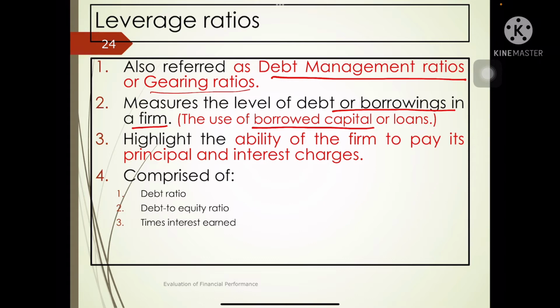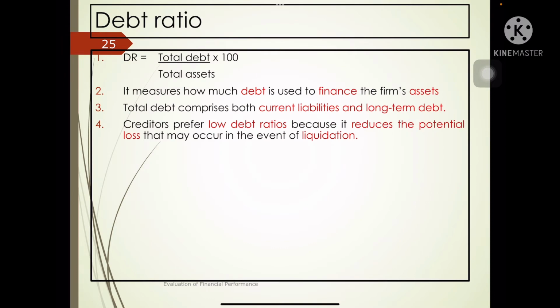Alright, number three is to highlight the ability of the firm to pay its principal and interest charges. So we have to analyze whether they are able to pay back their loan or not. Alright, it comprises three: debt ratio, debt to equity ratio, and times interest earned. Alright, so debt ratio equals total debt divided by total asset. So this one we would like to measure how much debt is used to finance the firm's asset. We have to see the total debt used to finance our total asset. So total debt comprises current liabilities and non-current liabilities.